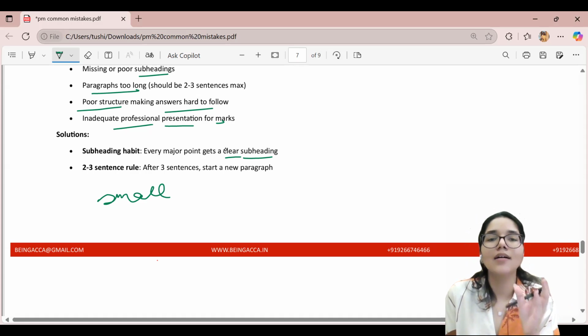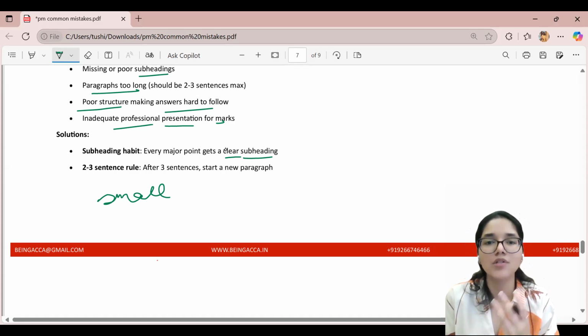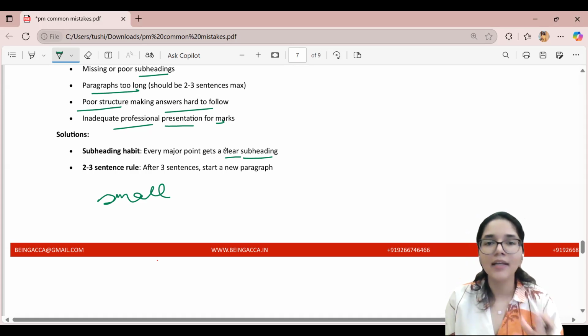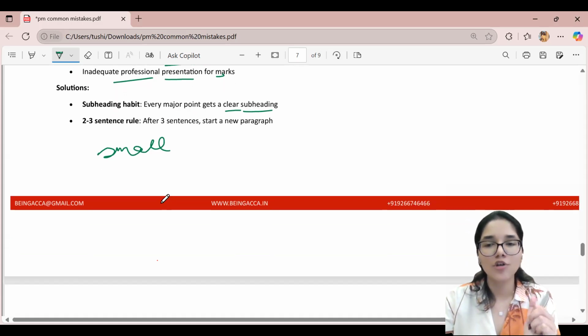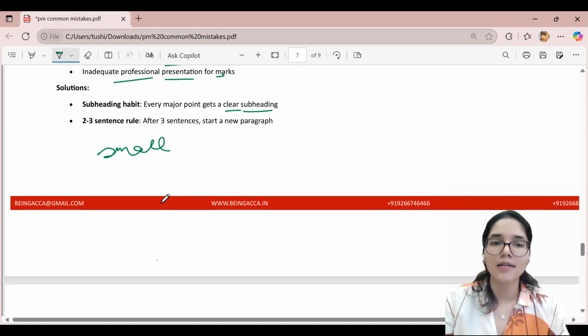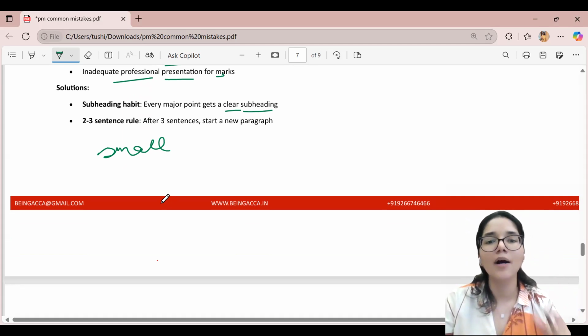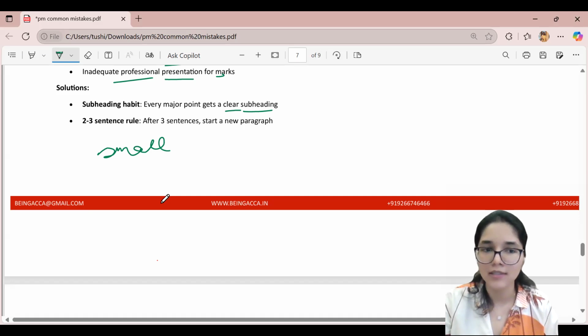So your answers should look like a professional has drafted those answers. They should not be running into long paragraphs. They should be structured, easy to read, easy to follow. They should look nice. And for these, the solutions I'm telling you, you should ensure that every point has a clear subheader which conveys what you are talking about in the points that follow after the subheading.